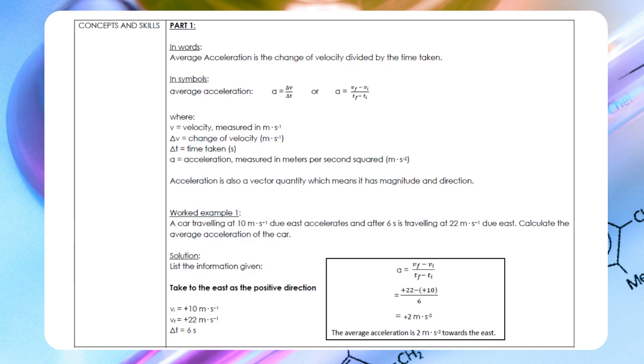Worked example 1. A car traveling at 10 m·s⁻¹ due east accelerates and after 6 seconds is traveling at 22 m·s⁻¹ due east. Calculate the average acceleration of the car. Solution. List the information given. Take east as the positive direction.